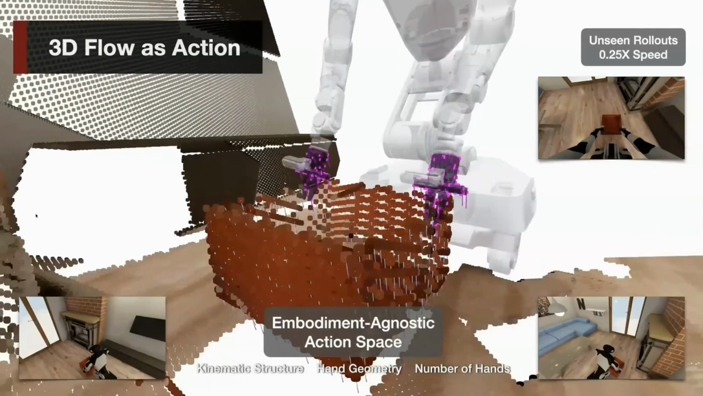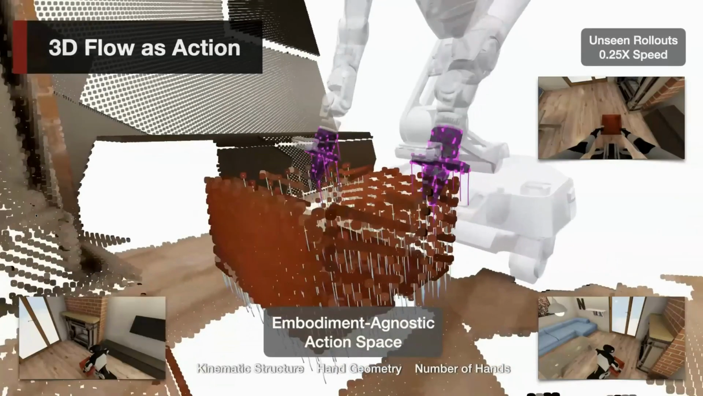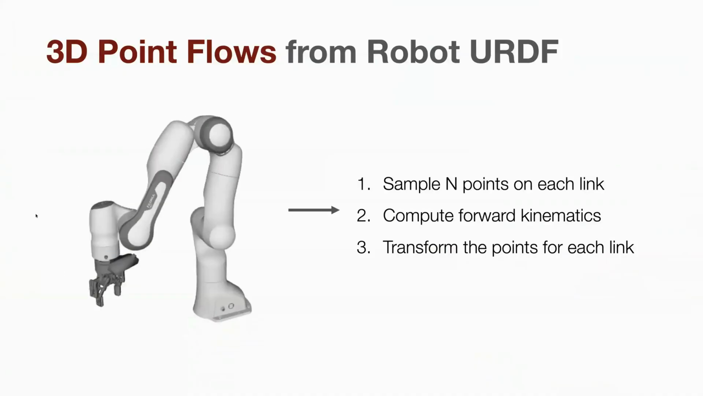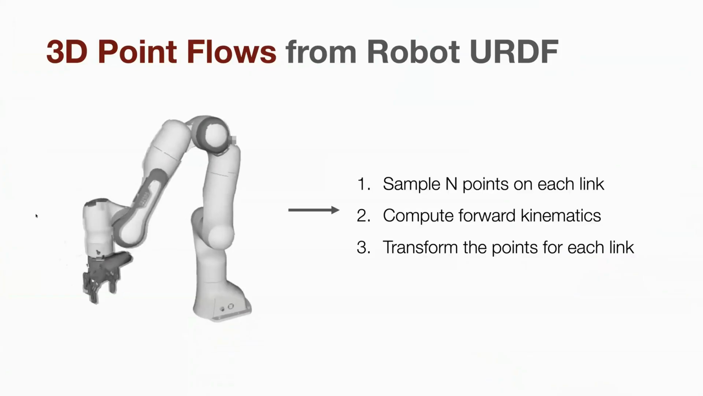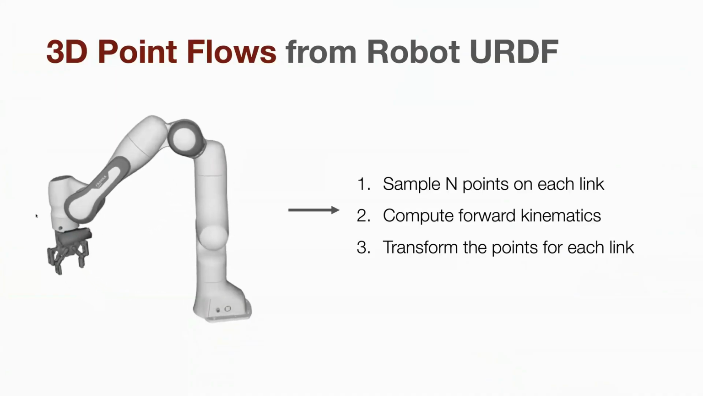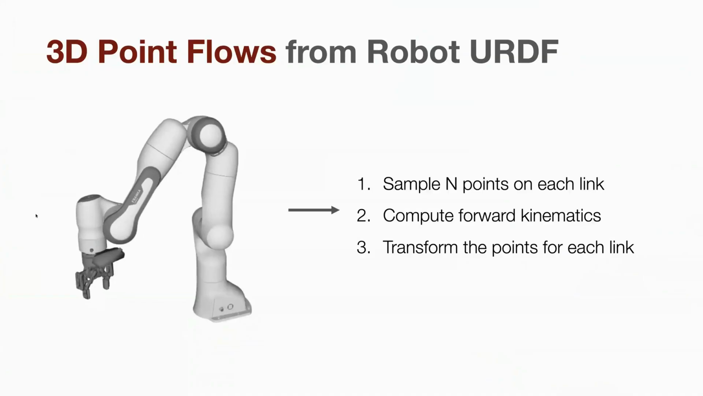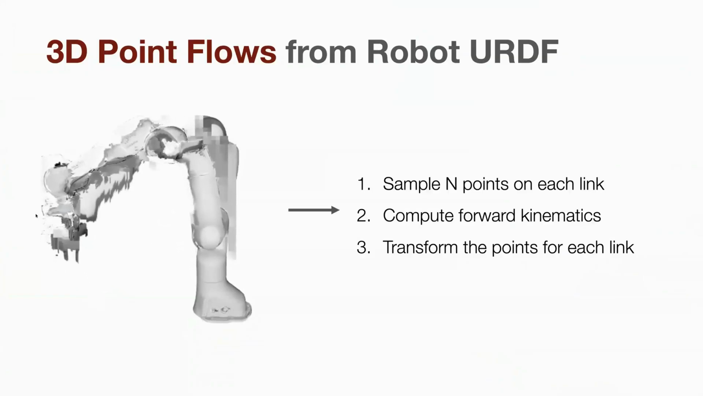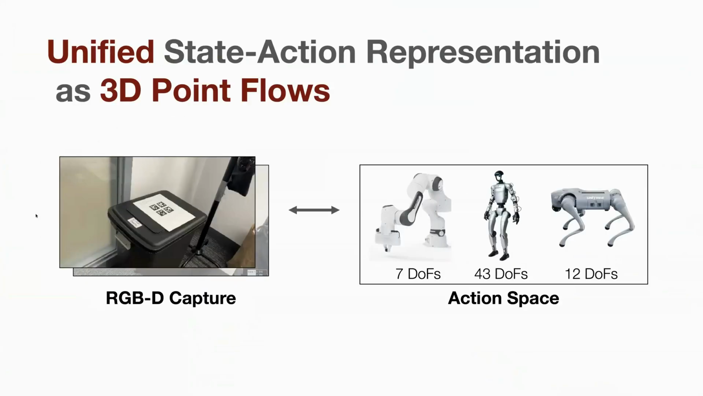And so how do we get the action flows? Actually, there's no learning here yet. Because we have the robot URDF, we have the mesh, and we just sample points on each link, and then we compute the forward kinematics, and then we transform the points for each link to form the point flows. So this is the action representation.